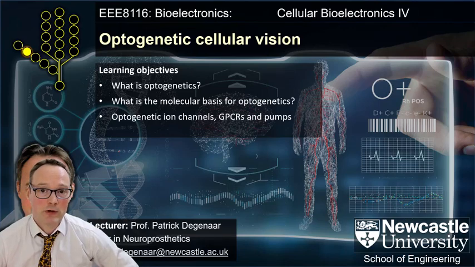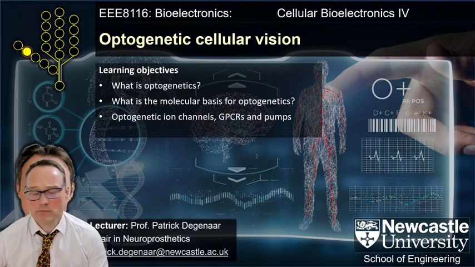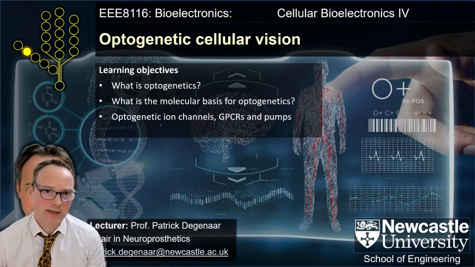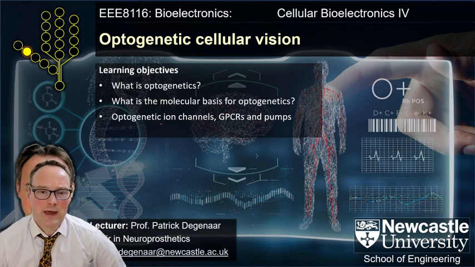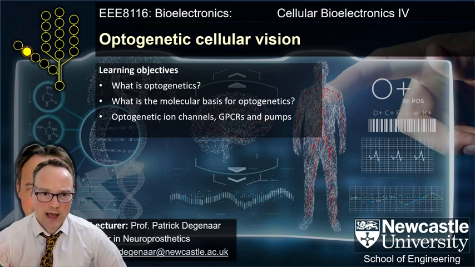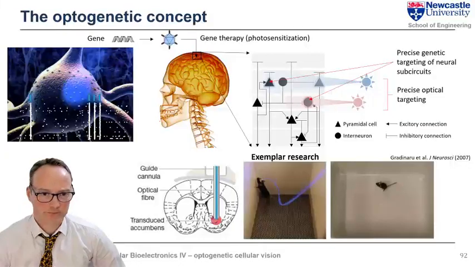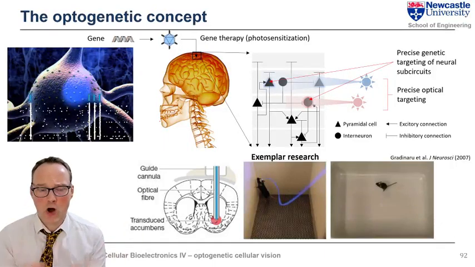In this lecture I want to cover optogenetics and what this means in terms of cellular vision. So obviously I need to describe the concept, and then I'll describe the molecular basis for optogenetics, and then I'll discuss the three types of channels or GPCRs and pumps that form this structure molecularly. So, first of all, the concept.